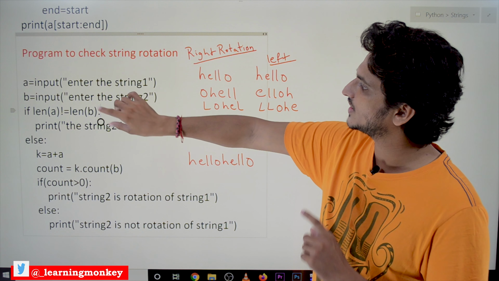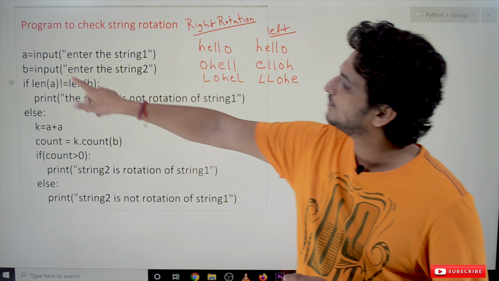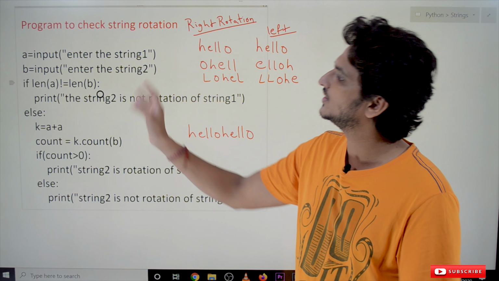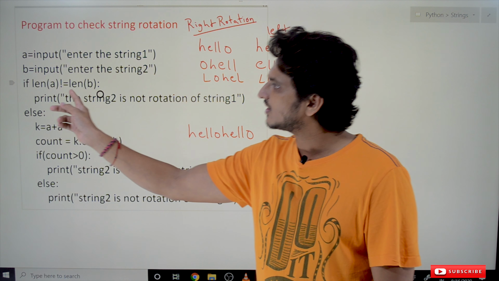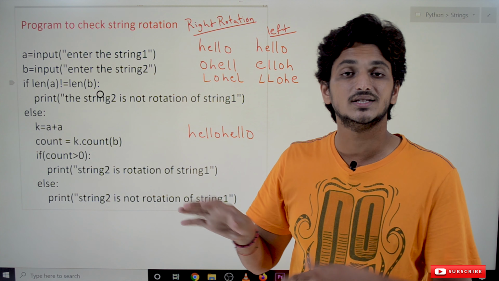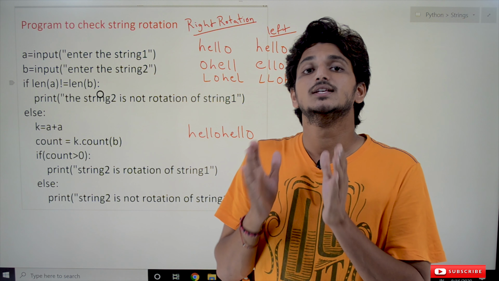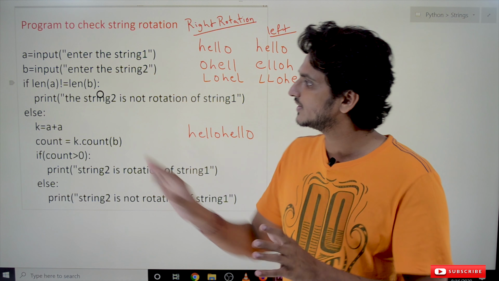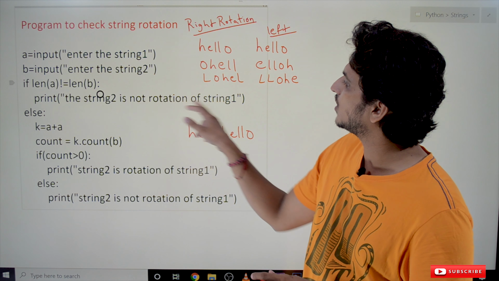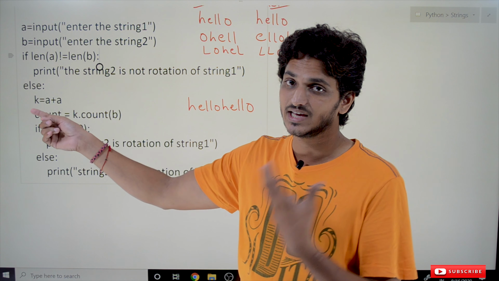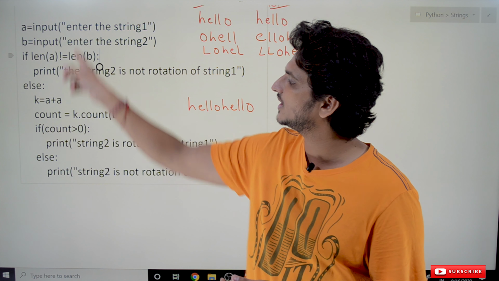We are taking string 1 into a variable called A. B is equal to input of enter the string 2. We are taking the second string into variable called B. If length of A is not equal to length of B, this is not a string rotation. String rotation means they should have the same length. So that's why the first condition is to print the string is not a rotation of string 1. Else, we take a variable K and we concatenate our string 1 two times.